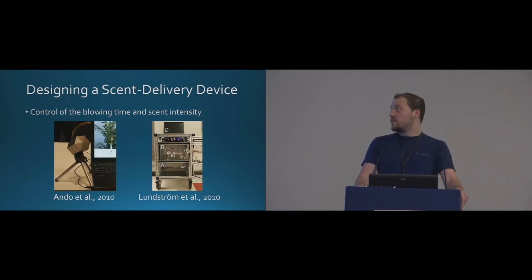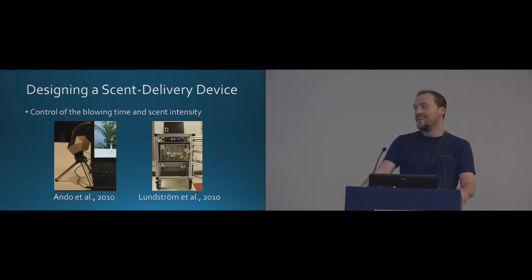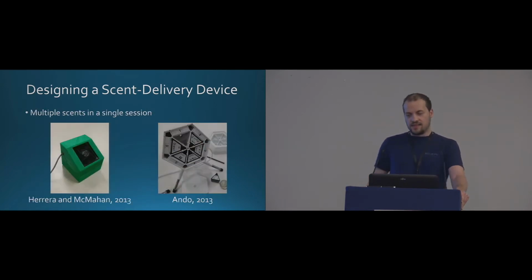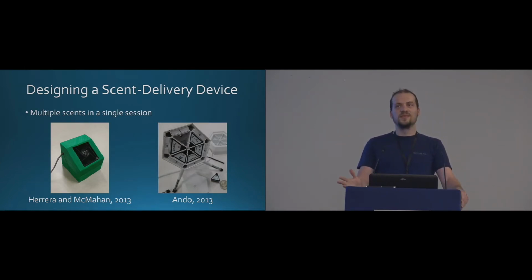Then another important aspect is the control of the blowing time and scent intensity. And there are devices with APIs which are offering that. For example, the aroma shooter, which is on the left. So the device comes with an API which enables this functionality, and there are also more sophisticated devices used in olfactory studies.